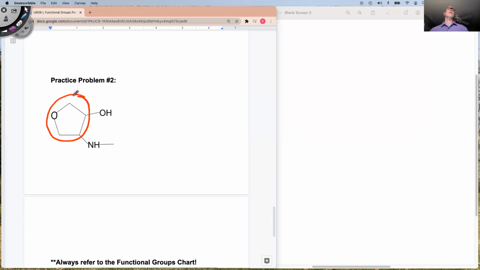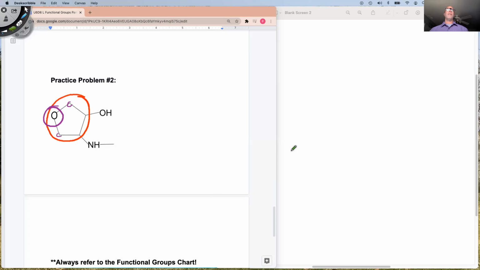All right, we would call this, ladies and gentlemen, not a ring, which is what most people want to say. This right here is an ether because you have a carbon surrounding an oxygen. So we're going to call that an ether. What do we call this? Let me see if I can get down there. I can't get down there.